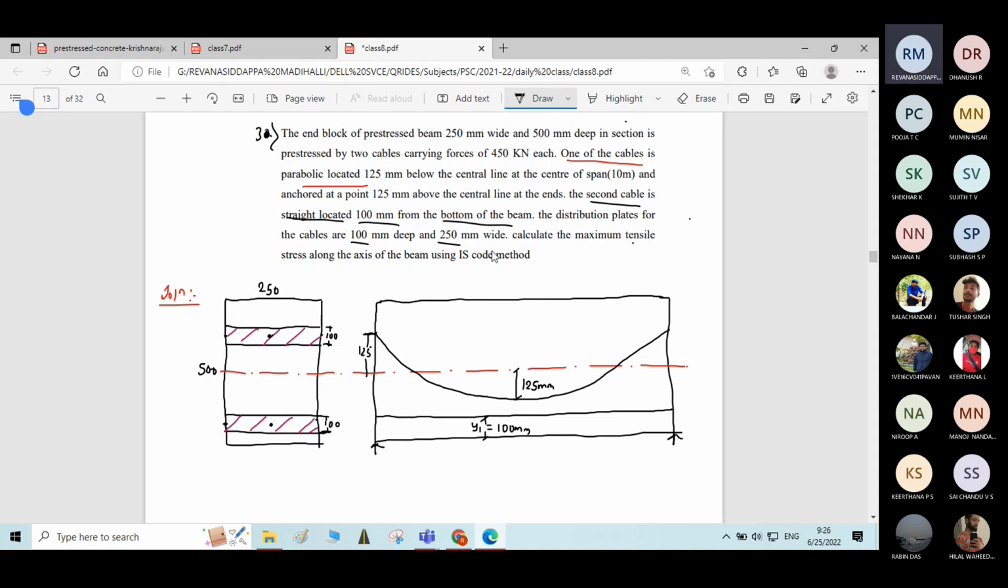The length of the span of the beam is given as 10 meter. Let me mention that also here in the figure. 10 meter is the span of the beam.